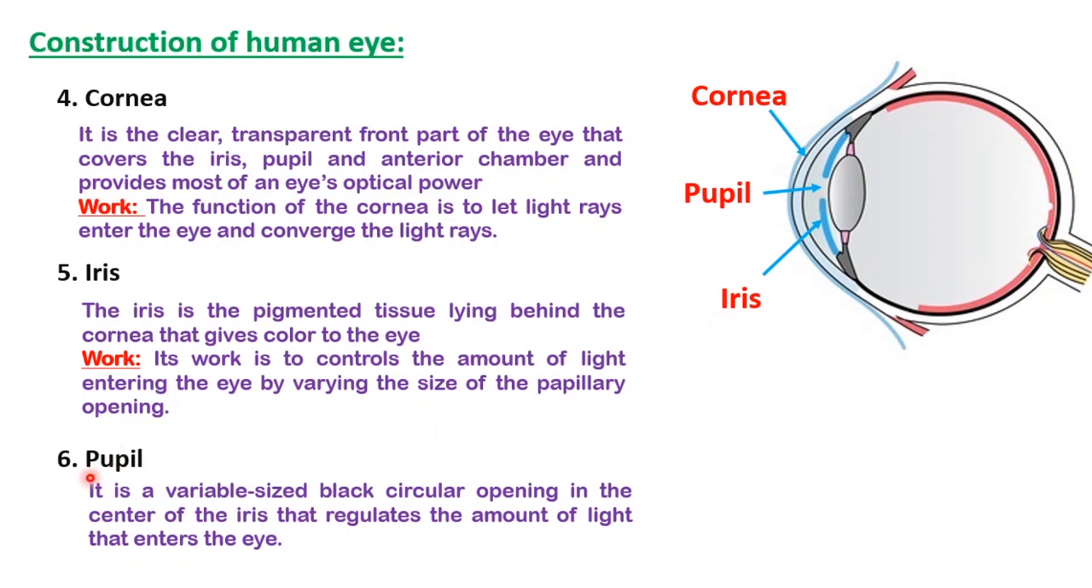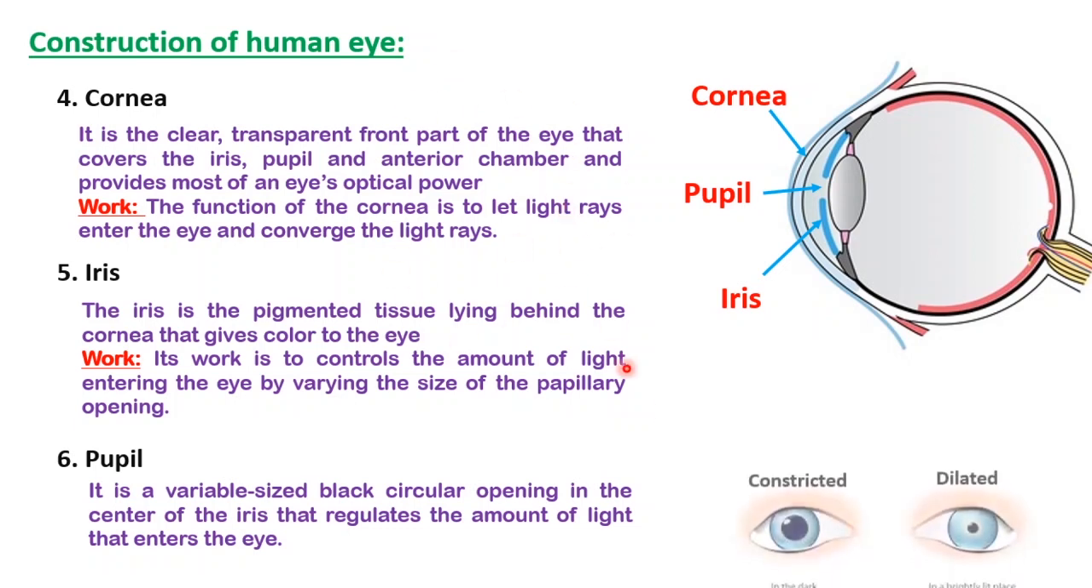Clear? Next is the pupil. The pupil is a variable sized, black colored circular opening in the center of the iris that regulates the amount of light that enters the eye. So it regulates the amount of light. The size of the pupil is regulated by the iris. The pupil is just the hollow part, a hollow opening. So who controls the size of the pupil? The answer is the iris controls the size of the pupil. Why is the size of the pupil controlled? Because of the variable intensity of light, because light can be high or low.